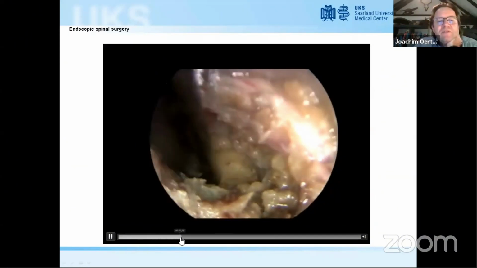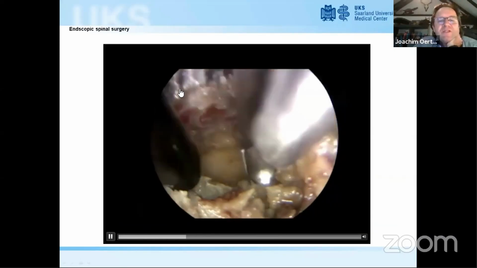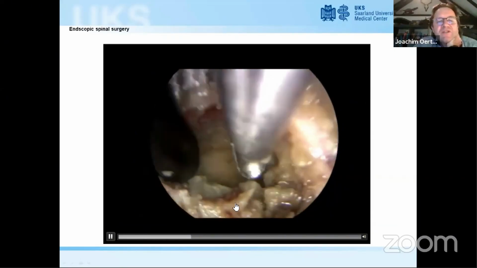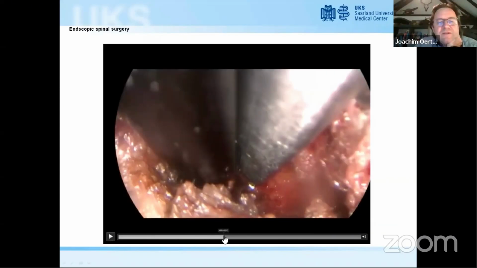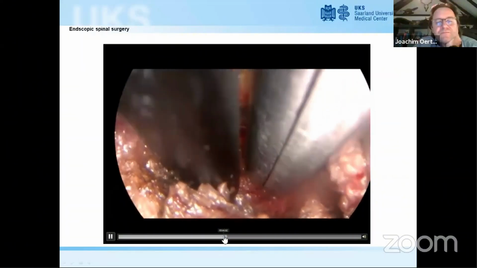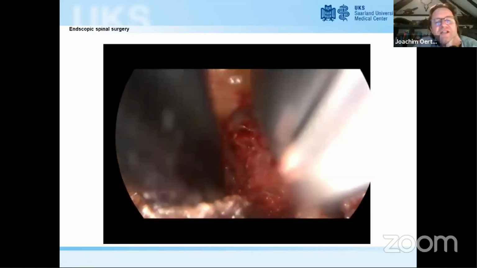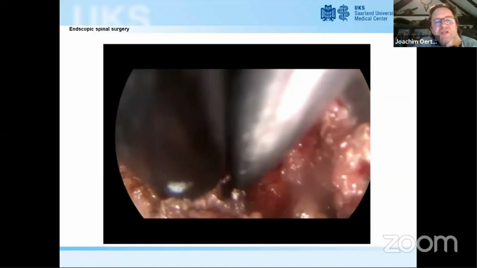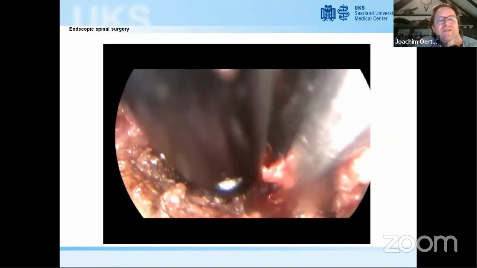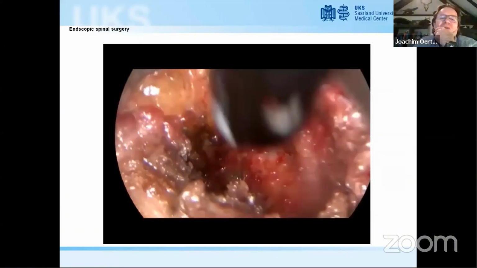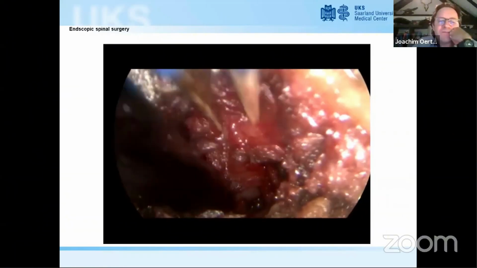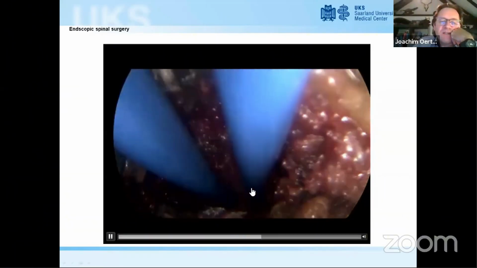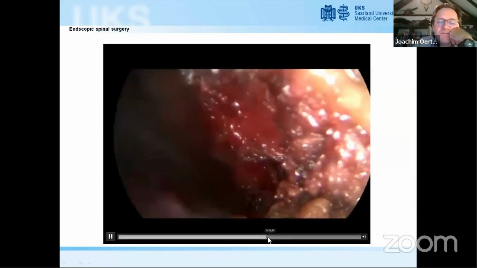I will forward a little bit. You see in the upper part of the screen is the midline, and the lower part of the screen is lateral. And just to get an idea of the magnification, this is a 2 millimeter Kerrison punch, and the suction device is 2.3 millimeters in diameter. So you expose here the thecal sac, the dura.